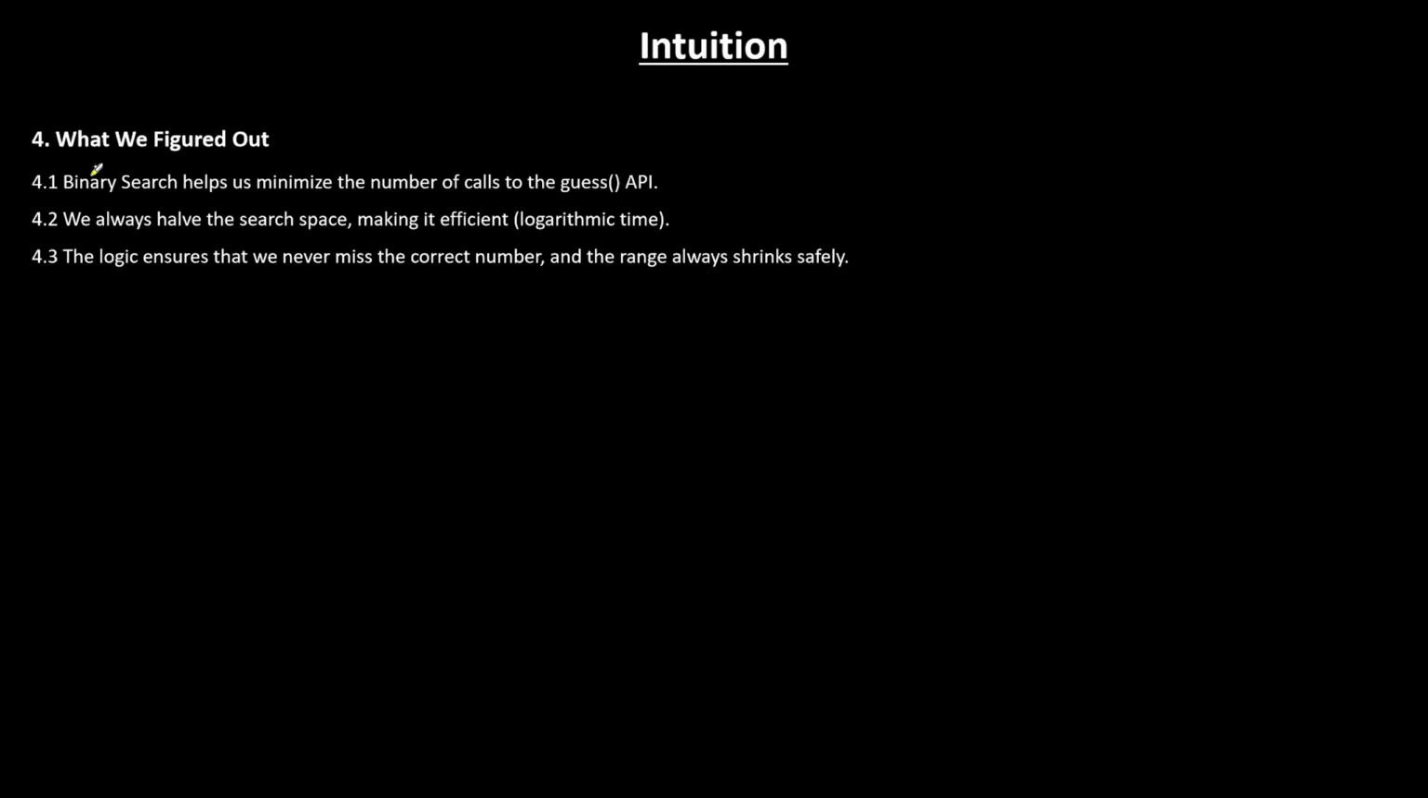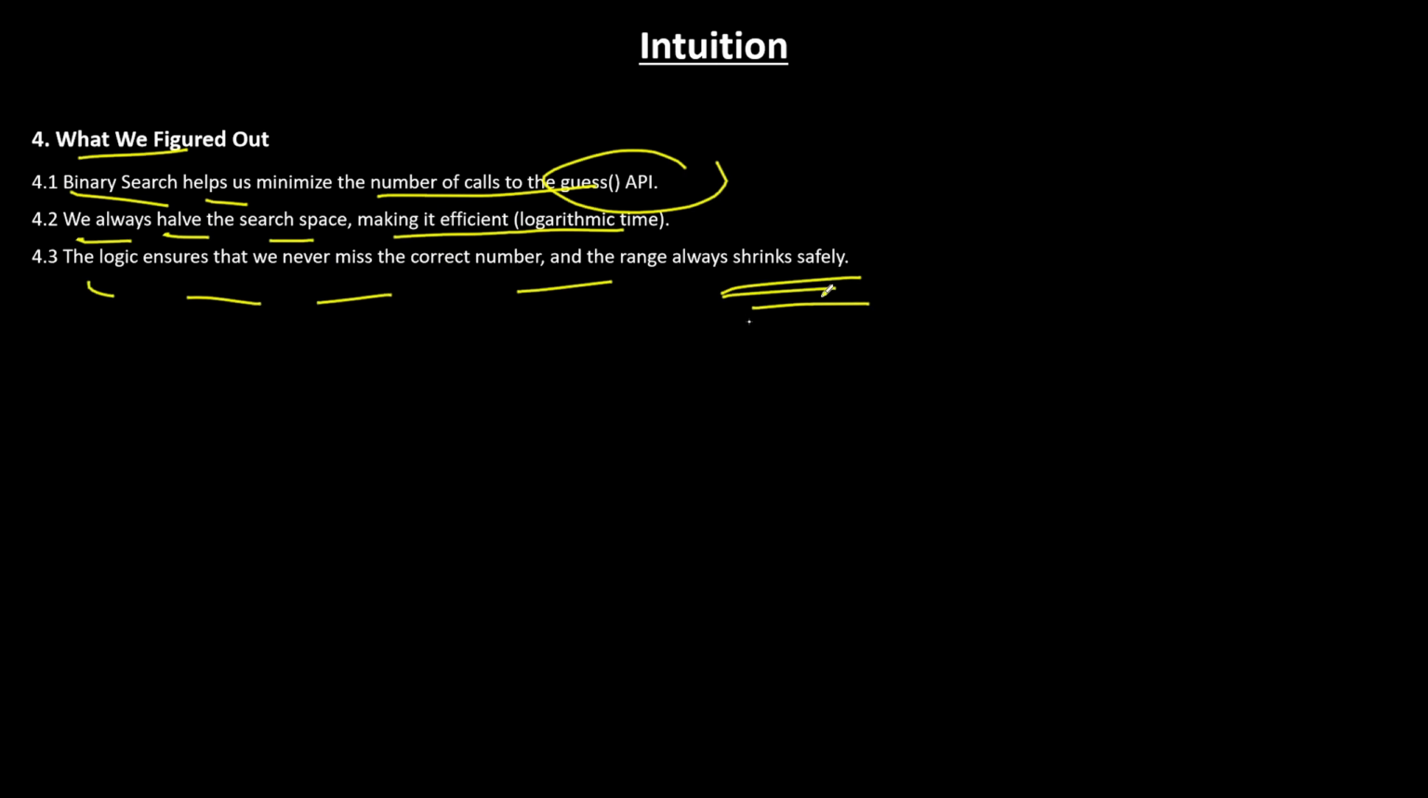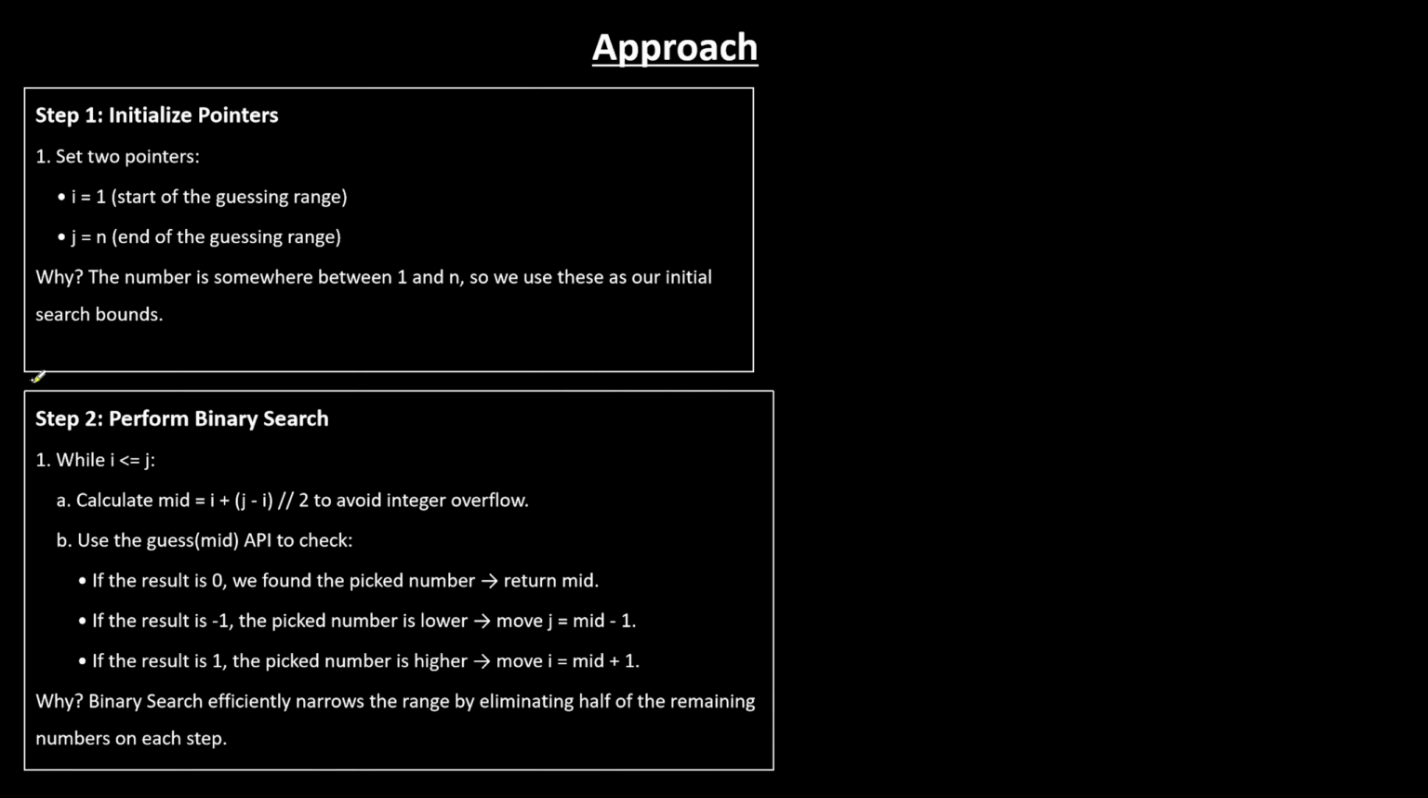Now what we figured out? We figured out that binary search helps us to minimize the number of calls to the guess API function, and we always halve the search space, making it an efficient algorithm. And the logic ensures that we never miss the correct number, and the range always shrinks safely, reducing the time complexity from O of n. Okay. So I hope you understood the intuition explanation. So let's move to the next slide.